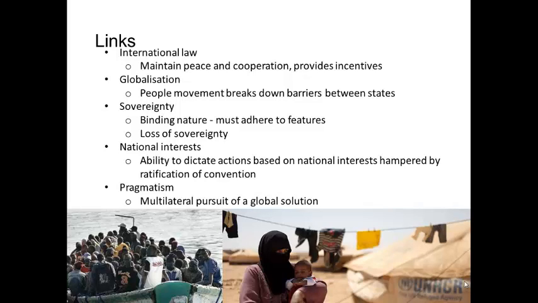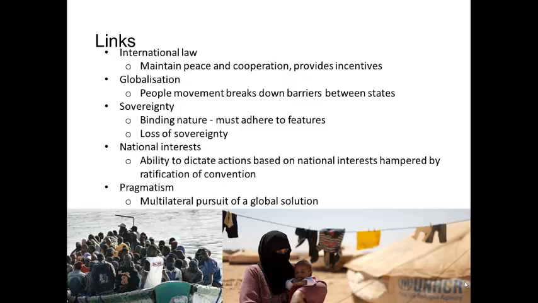The convention relates to our course in a number of ways. Firstly, in terms of international law, it's an example of international law as it aims to influence the behaviours and outcomes of states in order to set up some sort of norms that states should follow. It relates to globalisation because refugees and asylum seekers break down the borders between states as they move back and forth between states and seek and pursue asylum in another state that isn't their own. Further, we need to recognise that people smuggling today has intensified and is the third most profitable illegal trade on earth.